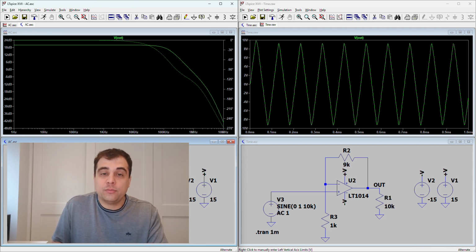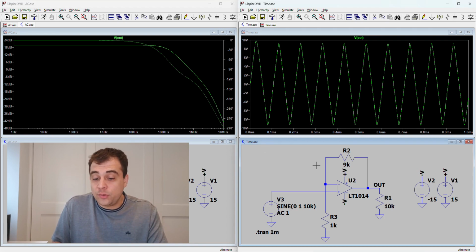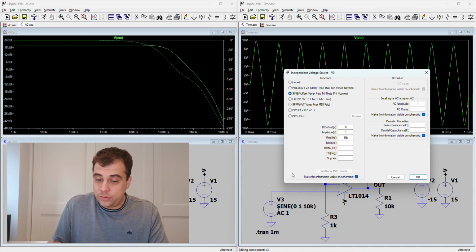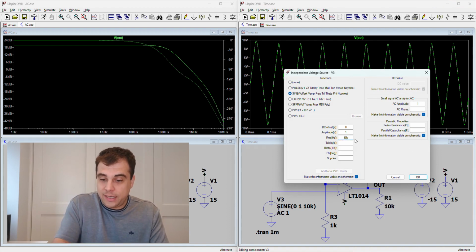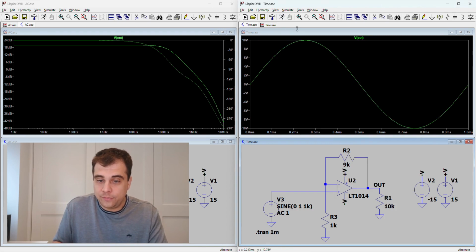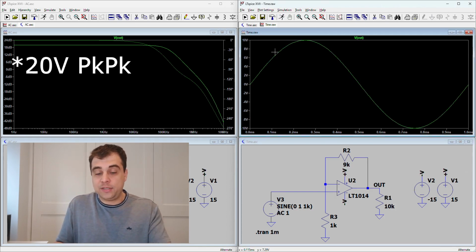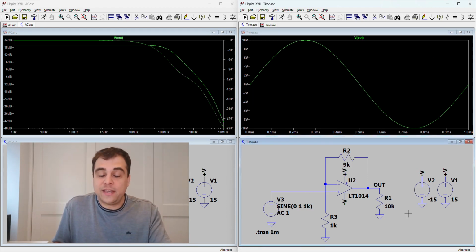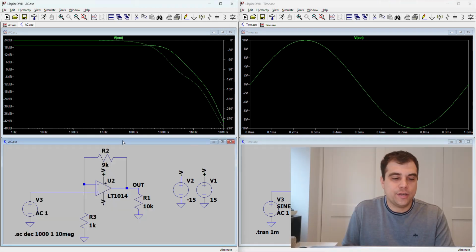Now, some of you will probably be well aware, the reason this circuit here is not performing in the time domain is because of the slew rate of this op-amp. If we were to take that frequency down from 10k to say 1k, there we go, we've got a lovely 10 volt peak to peak sine wave, as you'd expect. That's because the voltage swing at the output here is now within the slew rate limits of the op-amp.